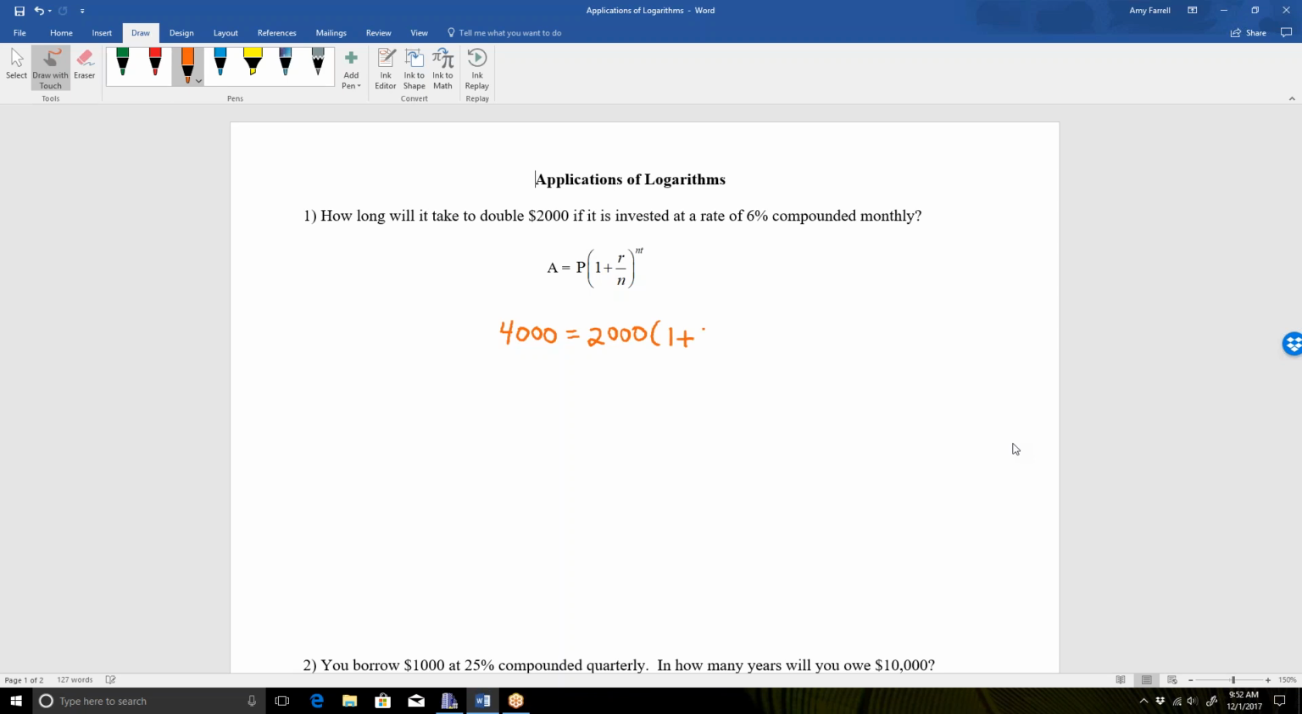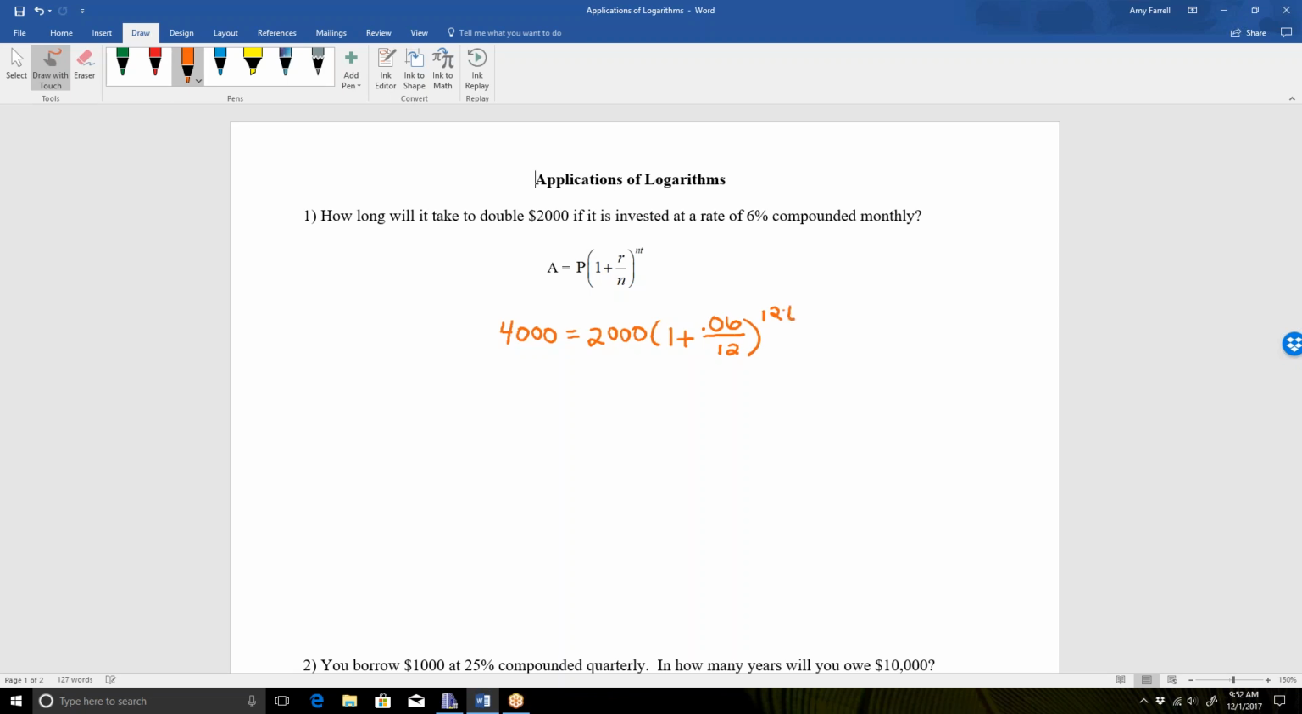Our interest rate is 6%, but we want to enter that in the formula in decimal form. To convert from a percent to a decimal, we move the decimal point 2 places to the left. If the interest is compounded monthly, that would be 12 times per year. So our n is 12. n also appears in the exponent. So, 12 again.